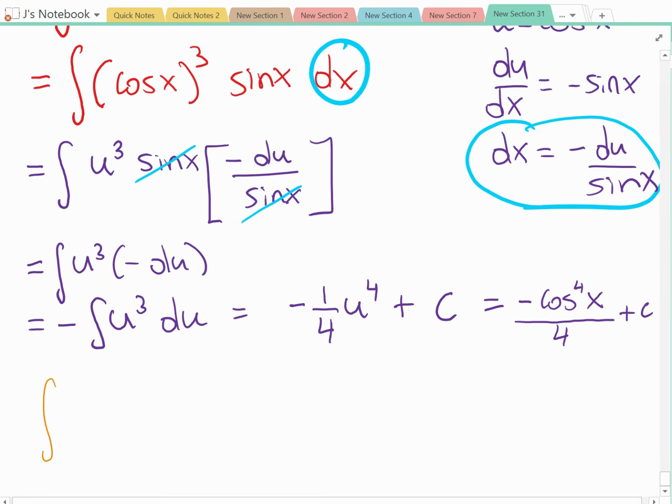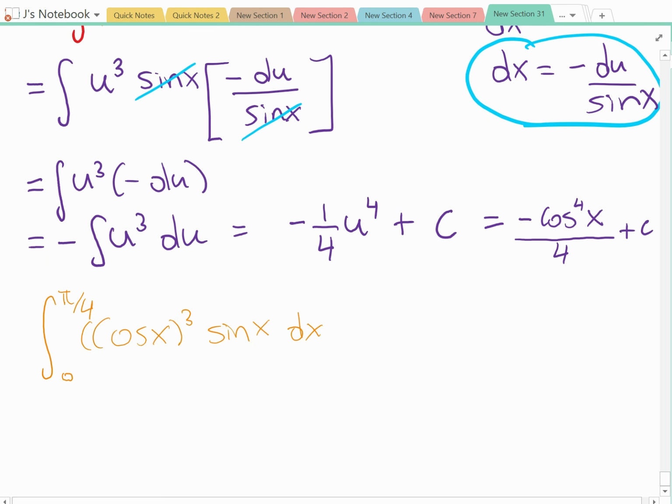Integral from 0 to pi over 4. Is that going to be good? Yeah, that's a good one. Pi over 4 is fine. 0 to pi over 4 of cos of x cubed times the sine of x dx. I'll recycle all the substitution stuff we just used. That's going to be the negative integral of u cubed du. Now we have to change the bounds.